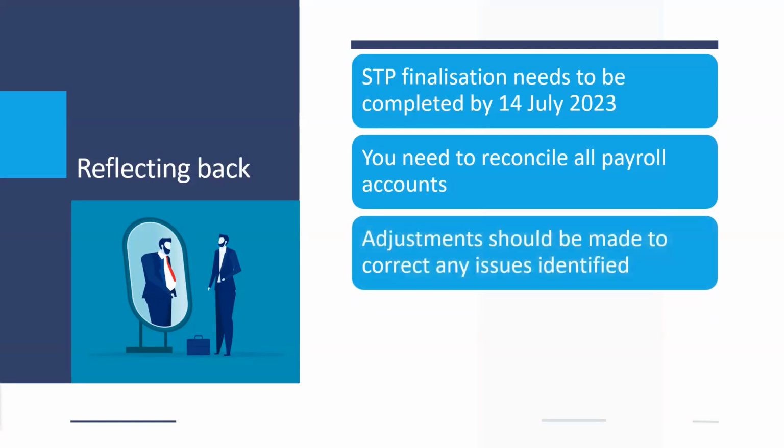Adjustments should be made in Xero to correct any issues that you identify in matching reports. If you don't correct issues, this will mean that you need to amend STP finalisation in the future, and that makes it really difficult for your employees, for example, who like to prepare and lodge their tax return early in the financial year. They'll then be stung with an amendment.